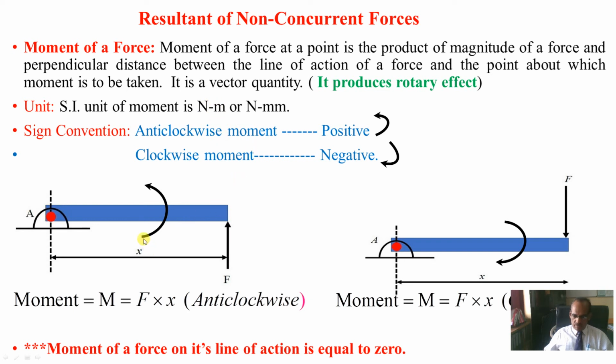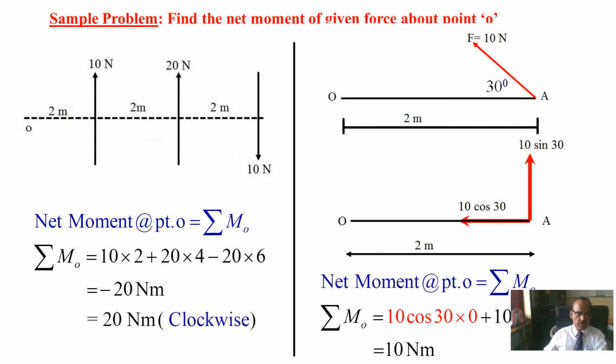Again I will repeat, moment is what? It is a turning effect produced by the force on the body, and the turning effect will be of only two types. Either it will be anti-clockwise or it will be clockwise. The unit is Newton meter, and magnitude will be the magnitude of the force multiplied by the perpendicular distance x from the line of action of the force up to the point of rotation O. So I hope the concept of moment is clear to you.